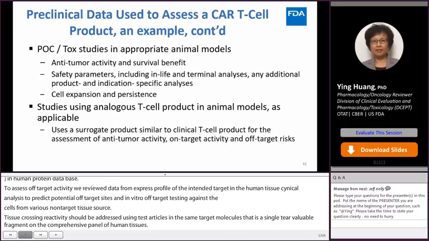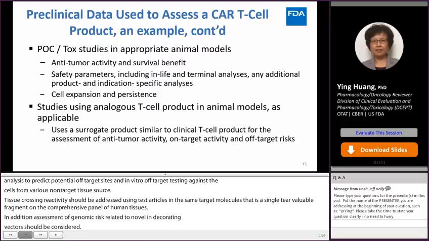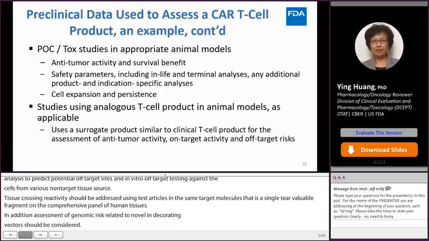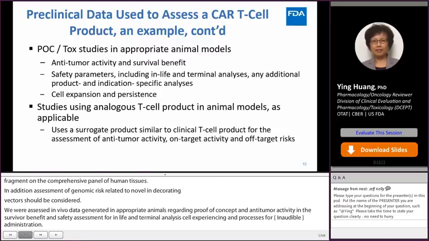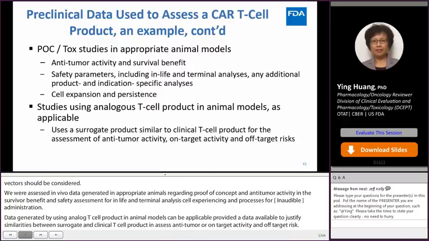We will assess in vivo data generated in appropriate animal models regarding proof of concept in anti-tumor activity and the survival benefit, and the safety assessment for in-life and terminal analysis, cell expansion, and persistence following administration. Data generated by using an analogous T cell product in animal models can be applicable provided that data are available to justify the similarities between the surrogate and the clinical T cell product in assessing anti-tumor or on-target activity and off-target risks. On the other hand, differences in the immune system between animals and humans will be taken into consideration when the outcome is interpreted for safety.